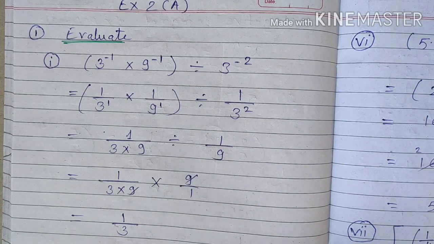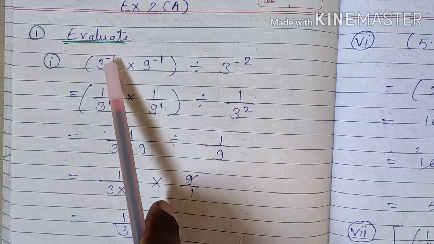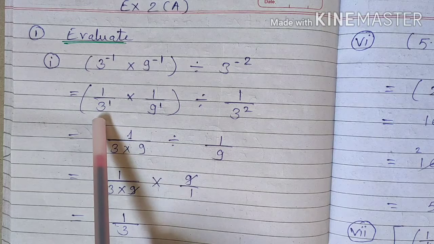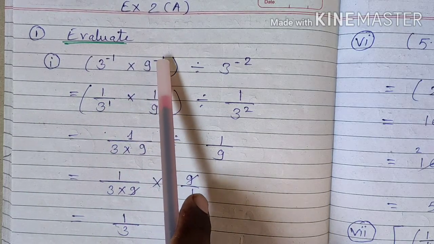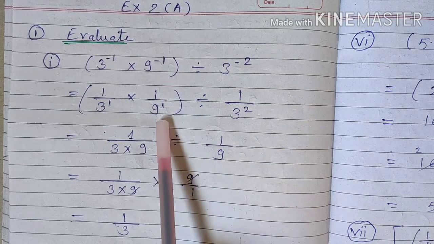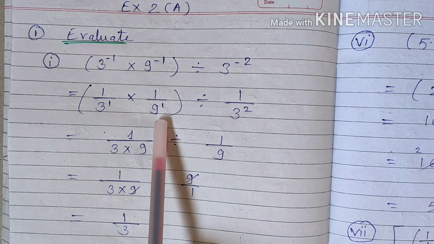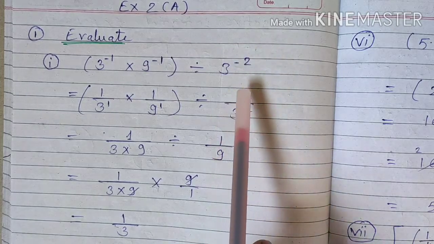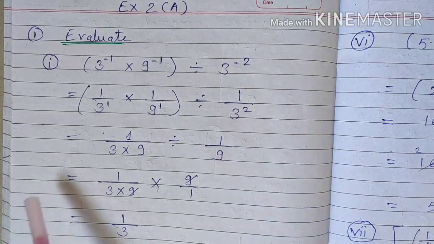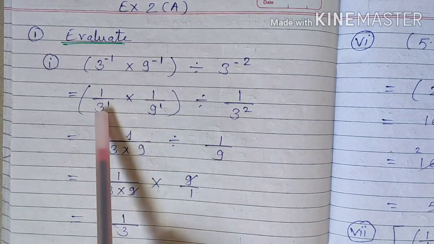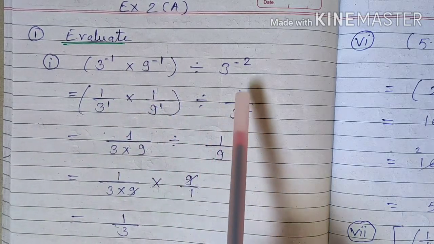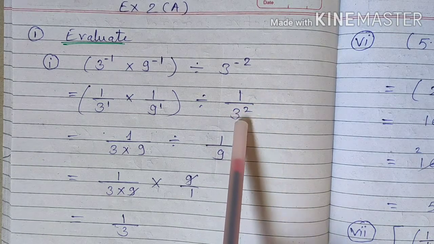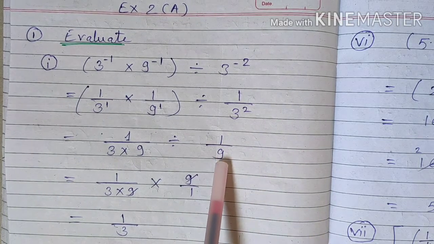So to convert this minus 1 into plus 1, what should we do? We can write it as 1 upon 3 raised to 1. To convert this minus 1 into plus 1, we write 1 upon 9 raised to 1, divided by, again to convert this minus 2 into positive, 1 upon 3 raised to 2. Got it? Multiplication: 1 into 1 is 1, 3 into 9 is 27, divided by 1 upon 3 square. The value of 3 square is 3 into 3, that is 9, so 1 upon 9. Got it?